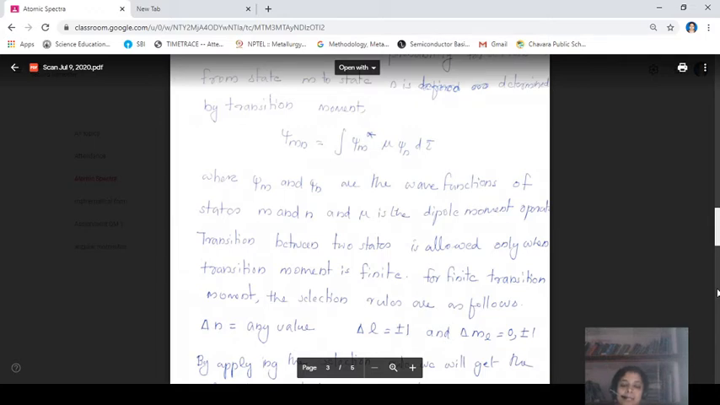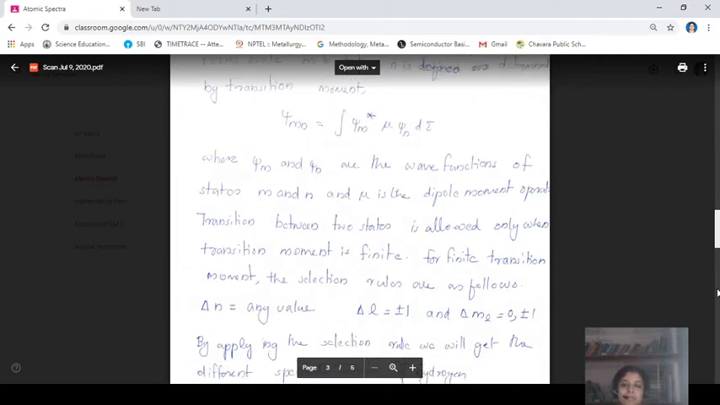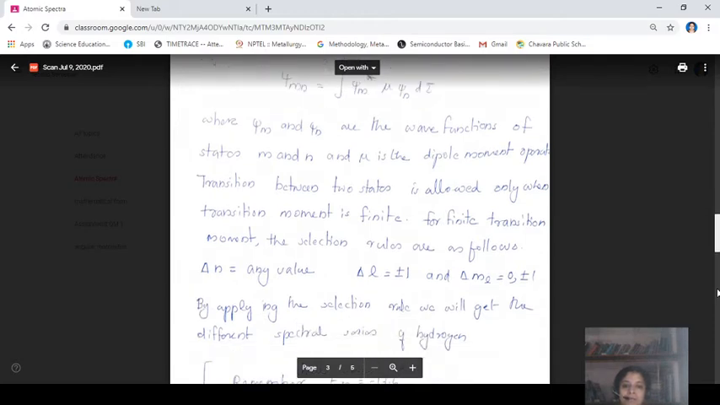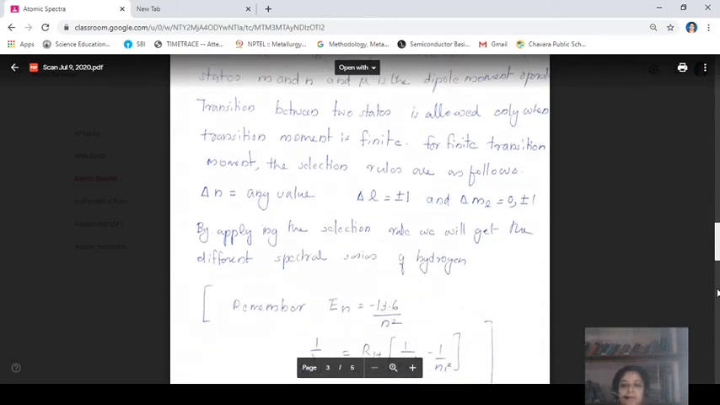According to the selection rule, delta n is the change in the principal quantum number, and any values are possible, whereas the change in L is restricted to +1 and -1. That means a transition from L equal to 2 to L equal to 1 is allowed, whereas L equal to 3 to L equal to 1 is not allowed. And for delta ml, the values are 0 or plus or minus 1. By applying the selection rules, we will get the different spectral series of hydrogen.